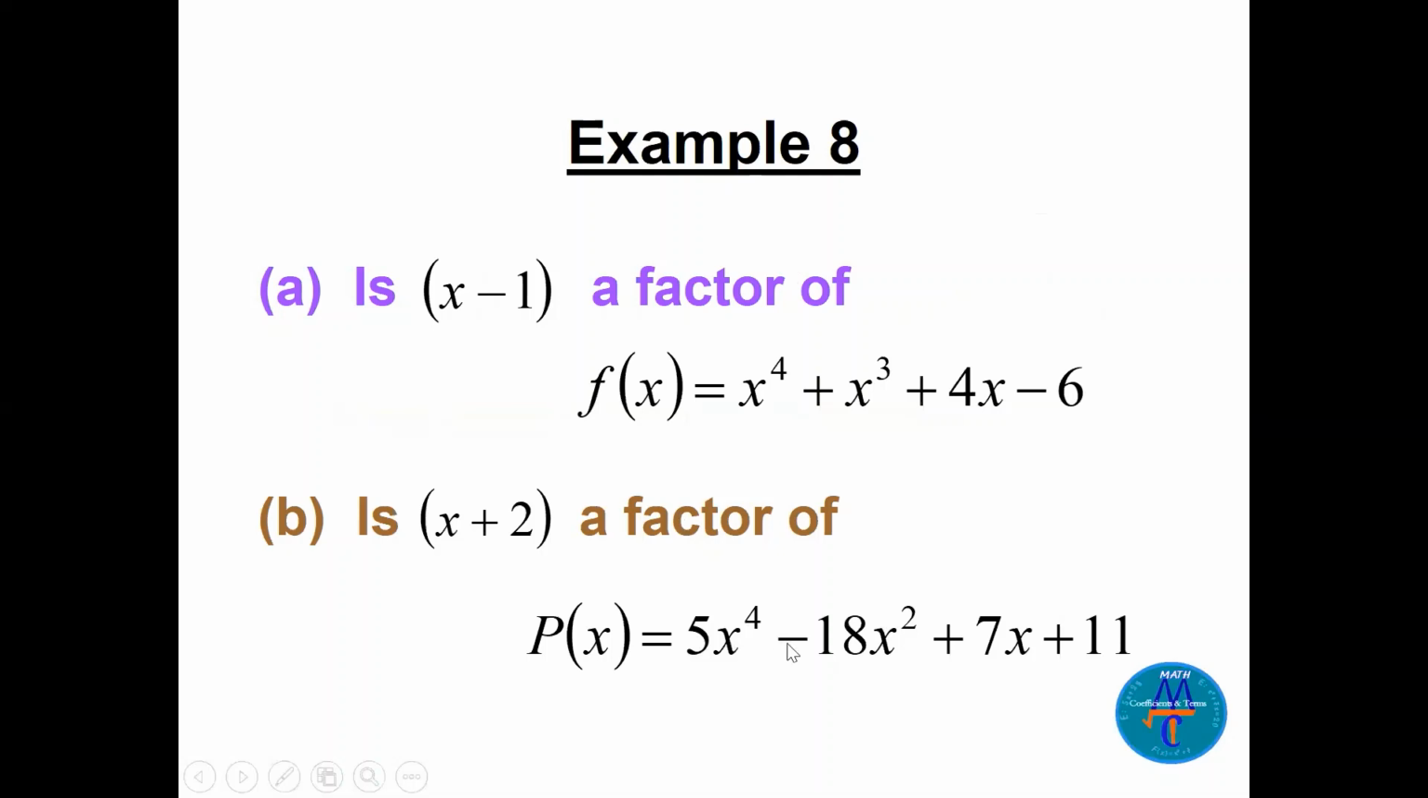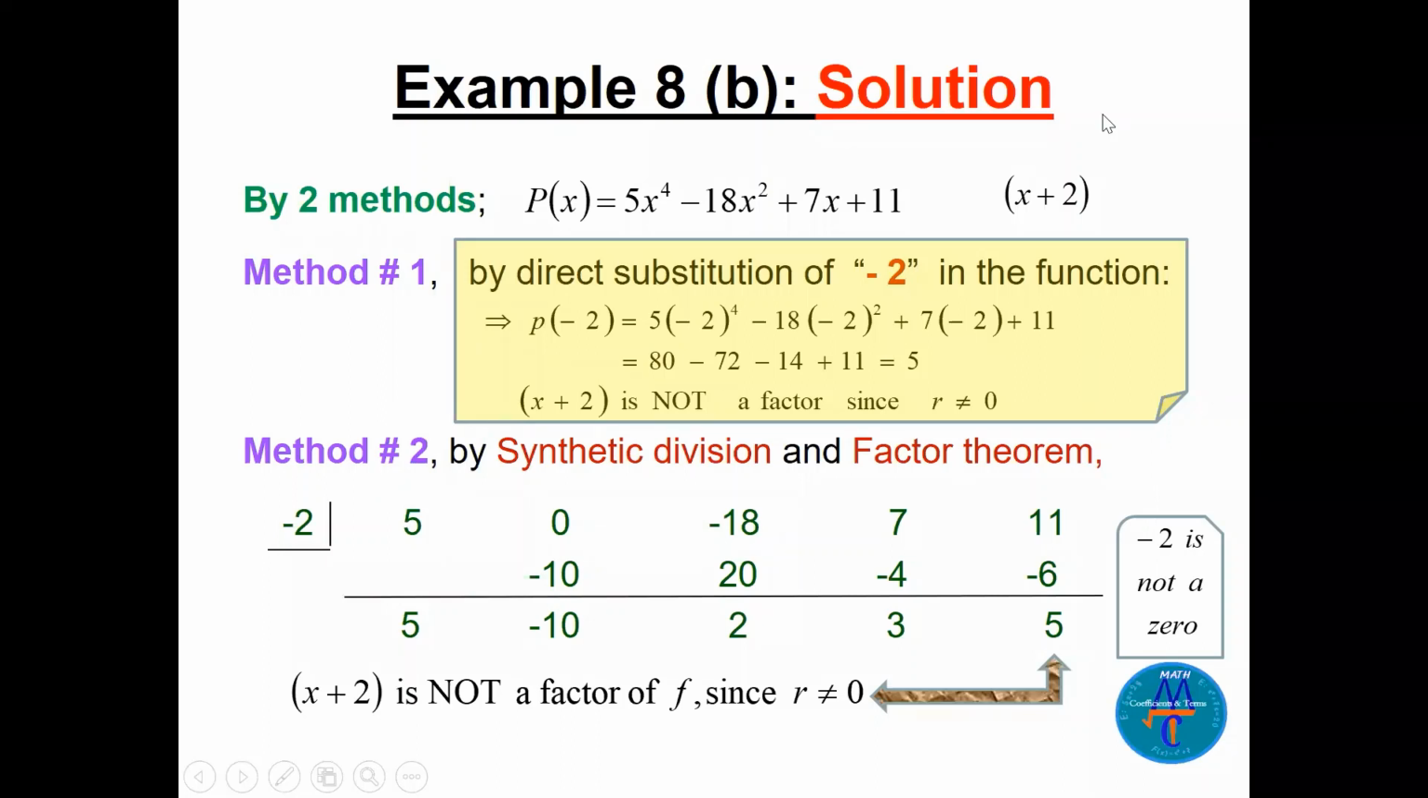5x to the power 4 minus 18x squared plus 7x plus 11. But we can answer, is x plus 2 a factor or not? This is example 8b, part solution. I put here two methods. Method number 1 is the old way.